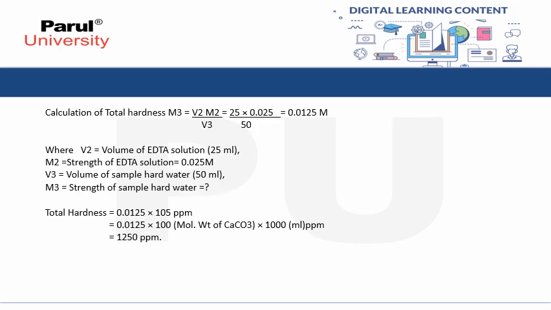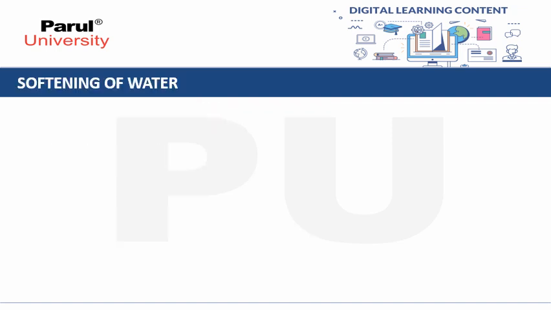Thereby calculating the total hardness, M3 will be equal to V2M2 upon V3, where V2 is the volume of EDTA solution, which is 25 ml, and M2 is the strength of EDTA solution, which we have calculated through the standardization method, that is 0.025 molar, and V3 is the volume of sample hard water, which we have taken as 50 ml. So the strength of sample hard water will be equal to 25 multiplied by 0.025 upon 50, which will be equal to 0.0125 molar. Therefore, the total hardness will be equal to the strength of sample hard water multiplied with 10^5 ppm, which will be equal to 1250 ppm.